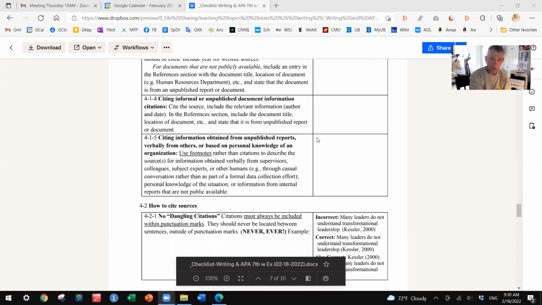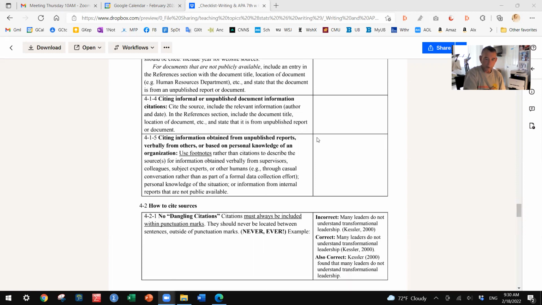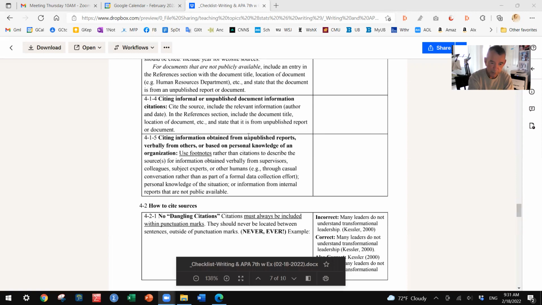Now, citing information obtained from unpublished reports, verbally from others, or based on personal knowledge of the organization. A lot of students want to talk about a situation they know about, but they didn't get the information from any source. Use footnotes in that case. Put a footnote, and right at the bottom of the page, indicate information obtained or observed through casual conversation, rather than part of a formal data collection effort. Say that this information comes from talking with colleagues, but don't say "my," because that's a personal pronoun.